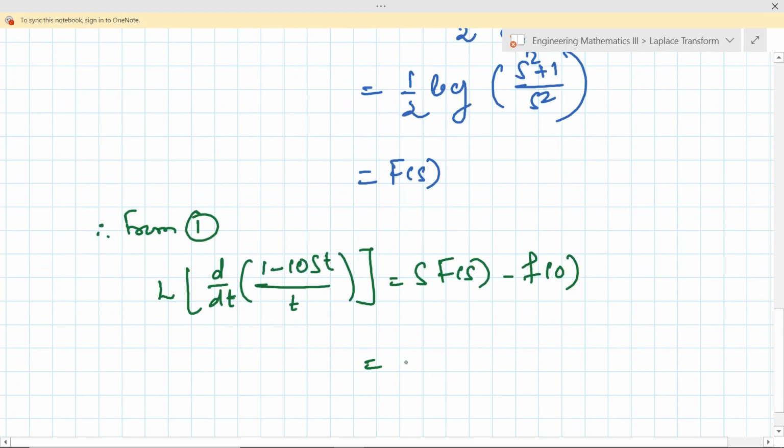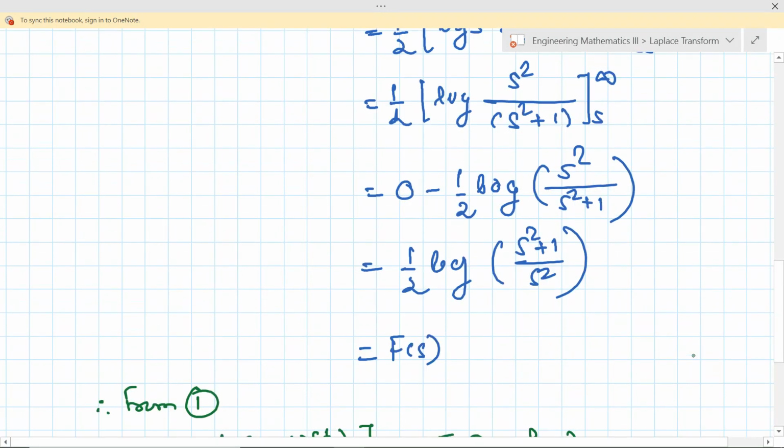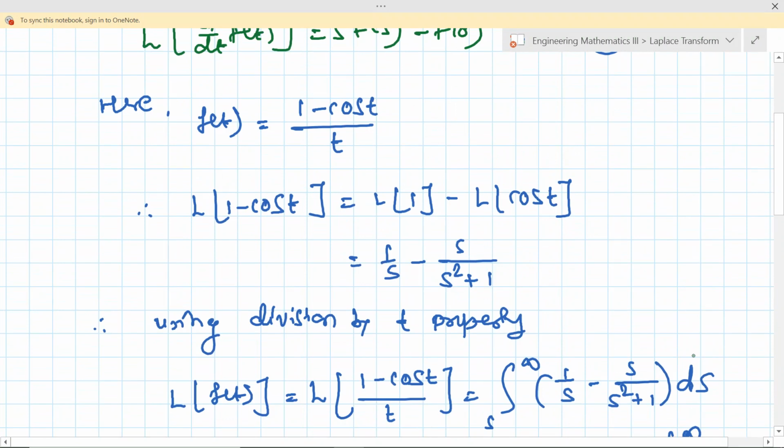Okay, so this is equal to s into, what is f of s? It is 1 by 2 into log of s square plus 1 divided by s square, minus, what is f of 0? This is 1 minus cos of 0 divided by 0. Okay, so this is obviously 0. Sorry, what is that? 1 minus cos of 0.